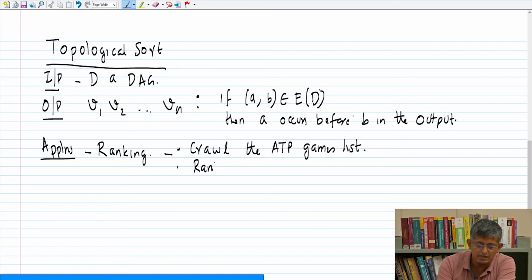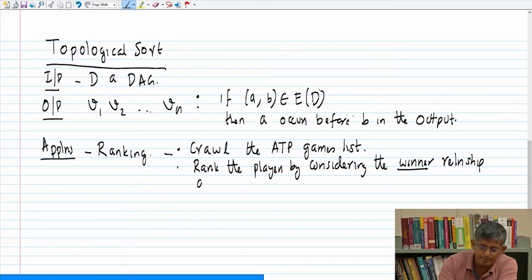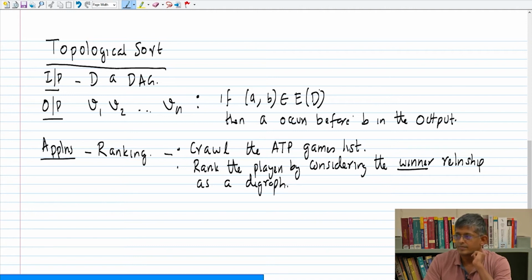Rank the players by considering the data as a diagram. Now I want you to tell me what kind of ranking you will be happy with.